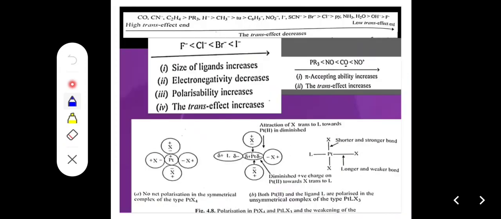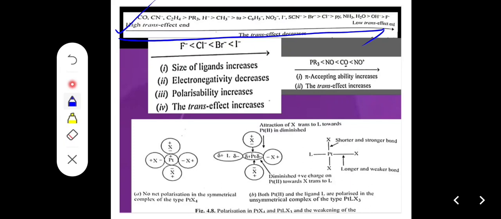Now the trans effect series: CO, CN minus, C2H4, PR3, H minus, methyl CH3 minus, then thiourea, then C6H5 minus phenyl, NO2 nitro, I minus, SCN minus, Br minus, Cl minus, pyridine, ammonia, water, OH minus and F minus. Okay. That is from high trans effect to low trans effect.